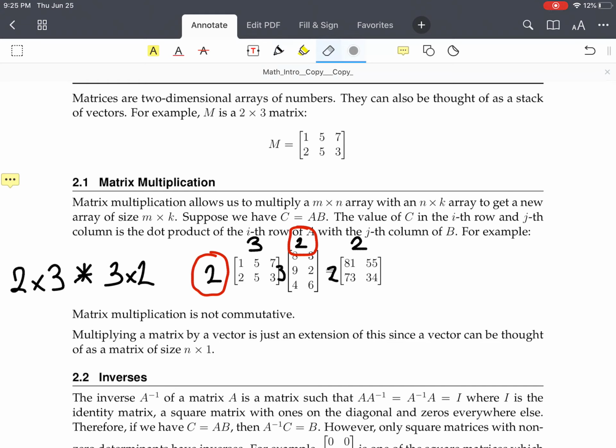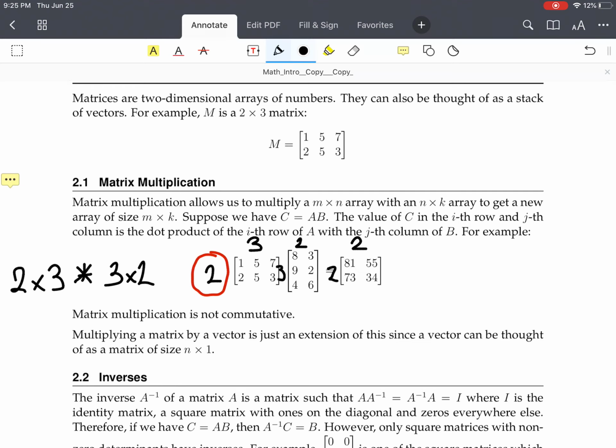So the dot product of 1, 5, 7 with 8, 9, 4 is 81. And then for 55, it's still the first row, but the second column. So we're going to take still the first row, so 1, 5, 7, dot product with the second column, so 3, 2, 6, and we'll get 55. Same with 73, so second row, first column, so we're going to take 2, 5, 3, dot product with 8, 9, 4, 73. And for 34, we're going to get 2, 5, 3, dot product with 3, 2, 6, and that's how we get 34.